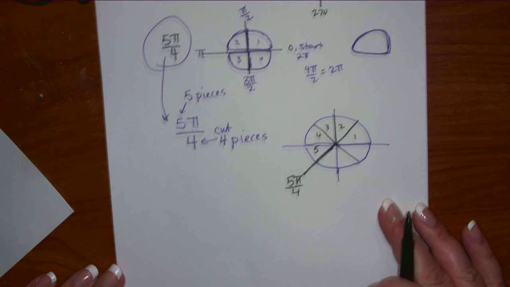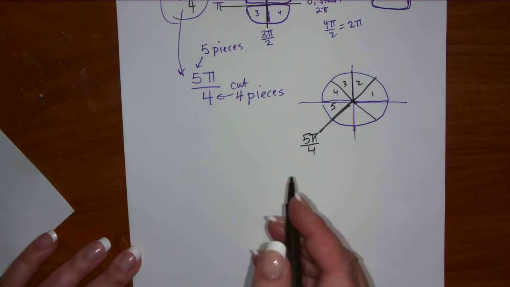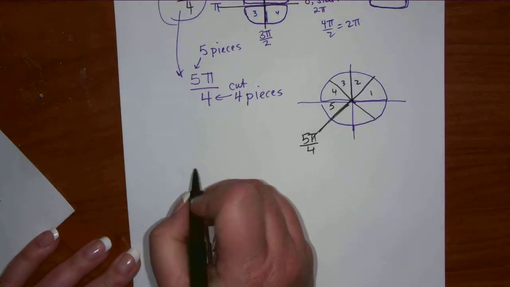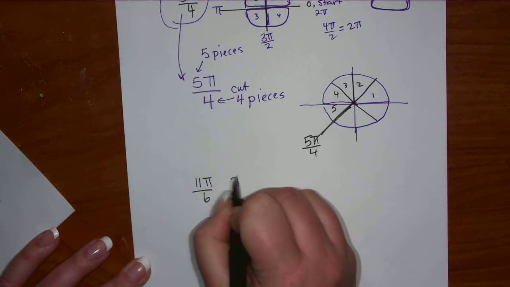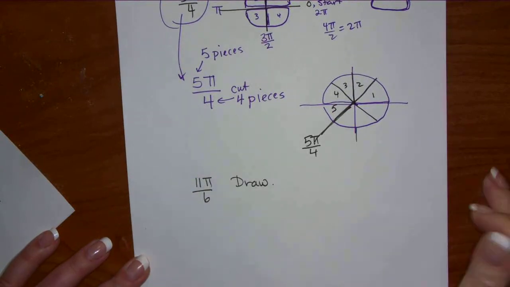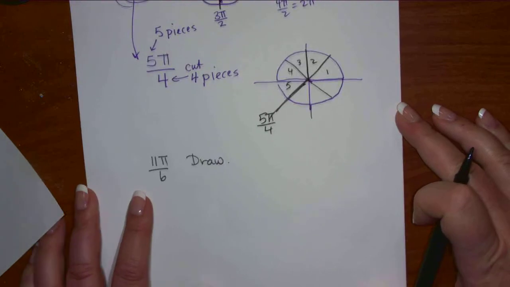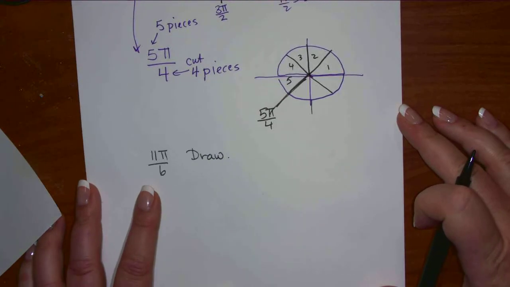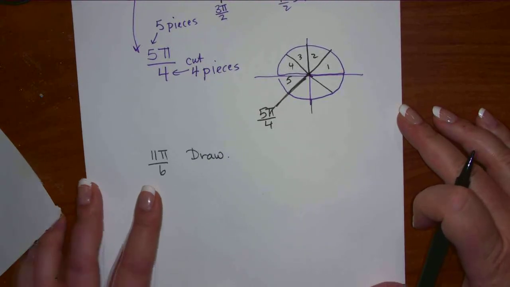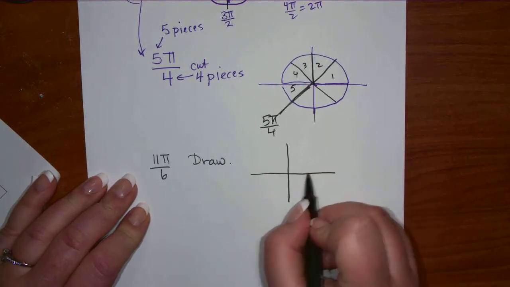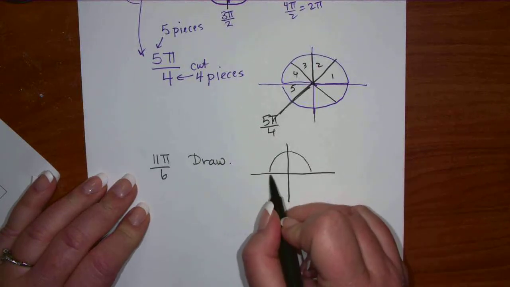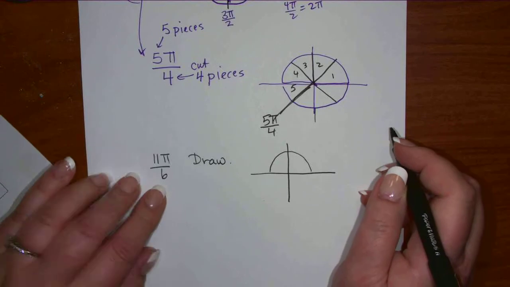Okay, let me give you another one. Let's say 11 pi over 6. We want to draw it. So that's all we're doing. We're taking an angle and we're drawing it. 11 pi over 6. I have no idea what that is in degrees, but this is saying that our pi is cut into how many pieces? 6.